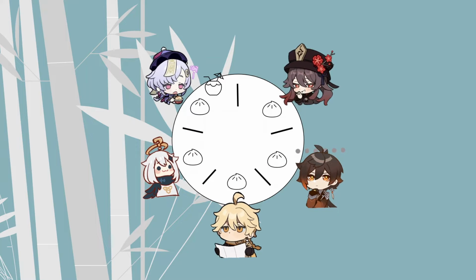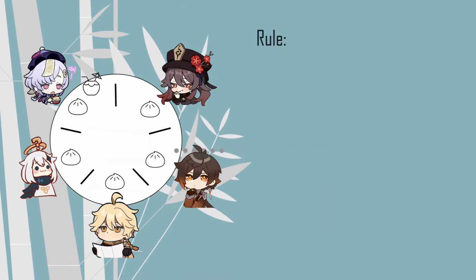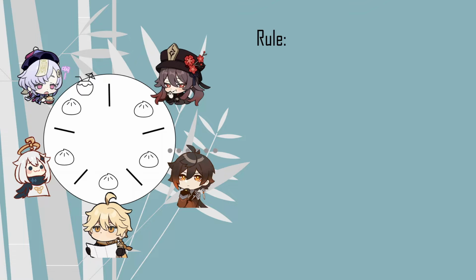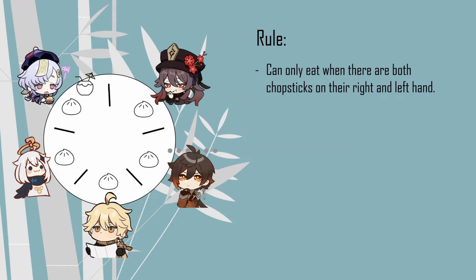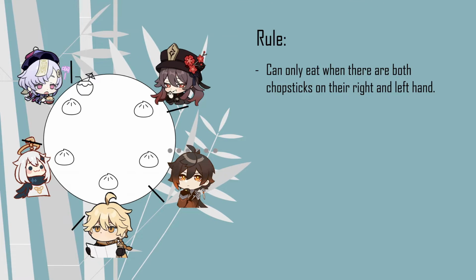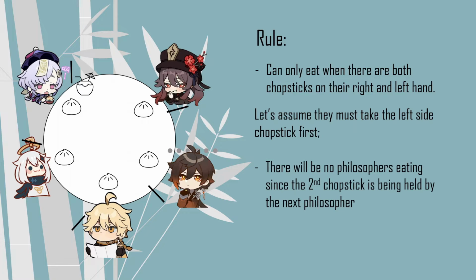So, imagine 5 philosophers are sitting at the dining table. These philosophers do not communicate with each other. They also have a certain rule that they must follow. They can only eat when there are chopsticks on both their right and left hand. So let's assume that the philosophers must take the left side chopstick first. In this situation, no philosopher will be eating since the second chopstick is being held by the next philosopher. This will cause a deadlock and starvation.